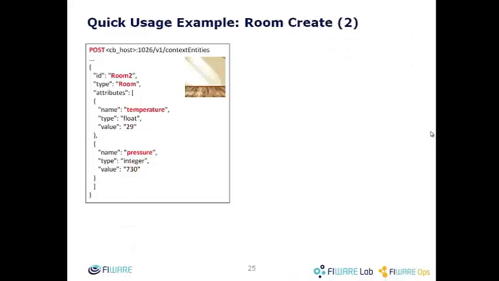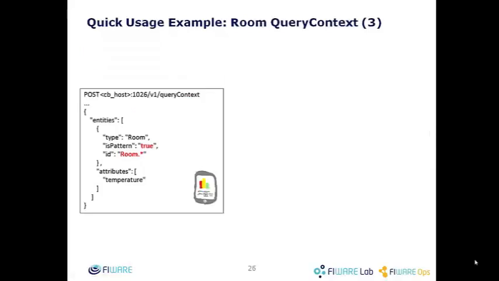This is another example, and this is the creation of a new entity, room 2. On the same creation request, you can specify several attributes with their values, and so both attributes are going to get created and the values assigned to them.